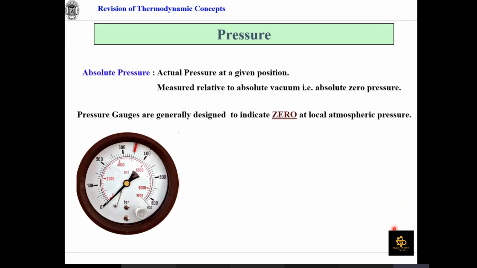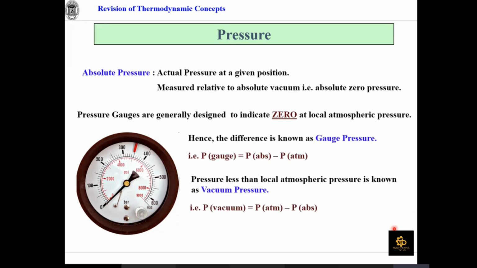Then there is the term absolute pressure. Absolute pressure is the actual pressure at a given position, and it is measured relative to absolute vacuum, that is, absolute zero pressure. The pressure gauges which you commonly use in your houses and see everywhere are designed to indicate zero at local atmospheric pressure. Gauge pressure is the difference of absolute pressure minus atmospheric pressure, and pressure less than local atmospheric pressure is known as vacuum pressure. So this is the vacuum pressure.